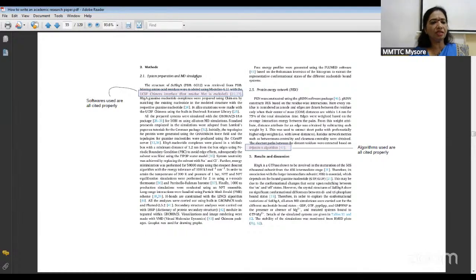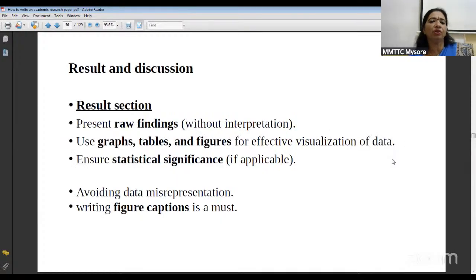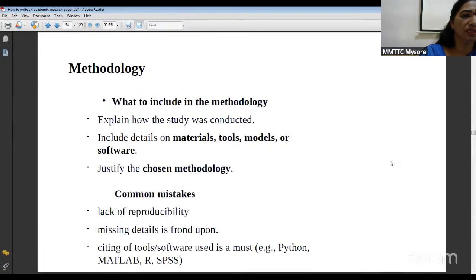So here you can see that in this paper, they have cited software. This is our paper only. So they have cited the softwares used: UCSF Chimera, interface, first residue method is excluded. Okay, so this particular software is properly cited, and also they have cited the algorithm which we have used. So this algorithm is also going to be cited properly. Okay, so that is about methodology.